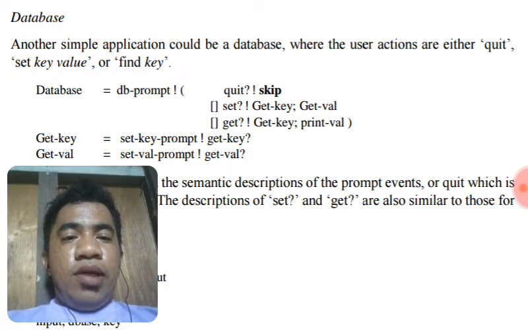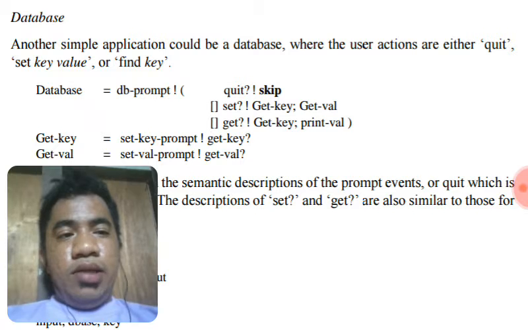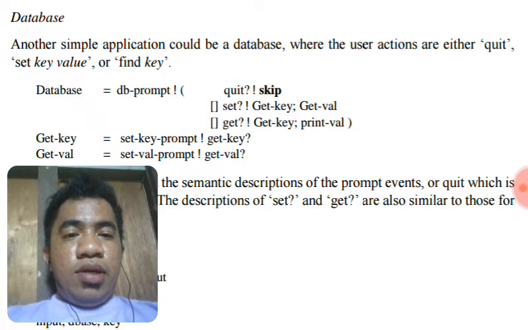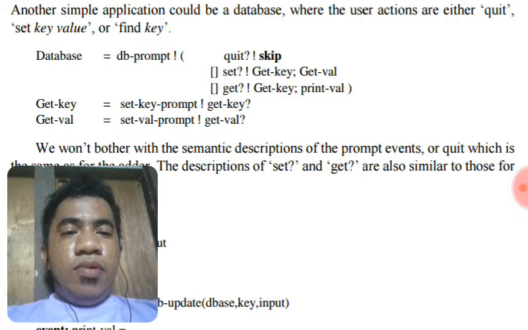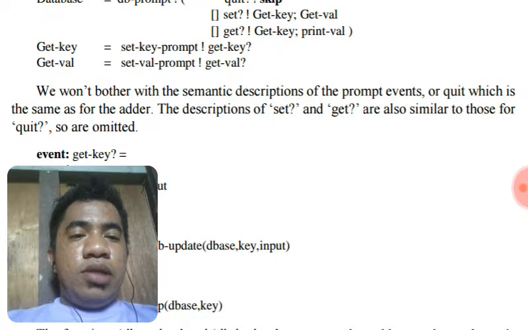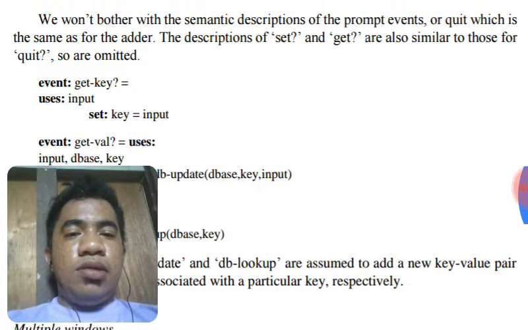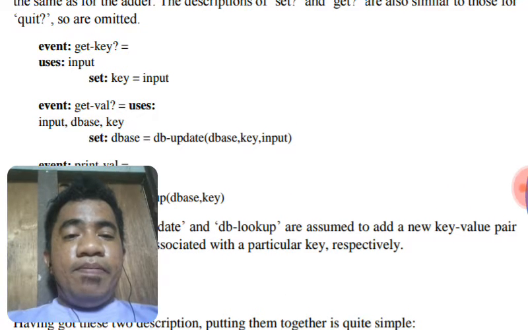Database. Another simple application could be a database where the user actions are either quit, set the key value, or find key. Database db from quit skip set get key get file get key print file get key set key from get key get false set file from get file. We won't bother with the semantic description of the events from, even, or quit, which is the same as for the adder. The descriptions of set and get are also similar to those for quit, so are omitted.